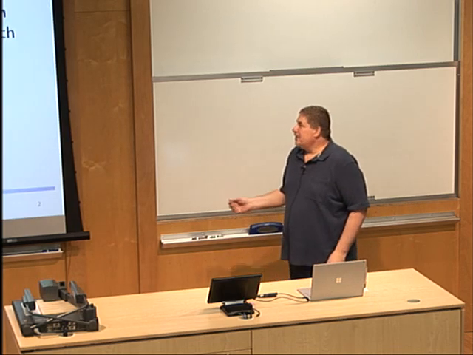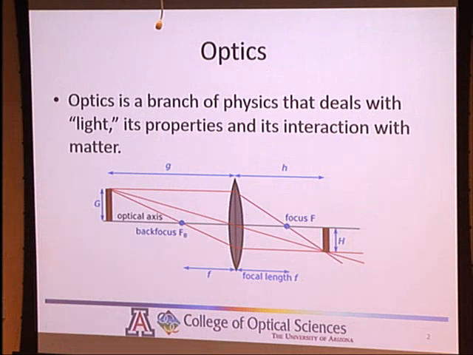So optics, as we know, is a branch of physics that deals with light, and I put light in quotes here, and its properties and interactions with matter. The reason I put light in quotes is because light technically is the stuff that we can see, the visible wavelengths from red to violet. But in actuality, in optics, we really deal with a much broader portion of the spectrum. We really go from the extreme ultraviolet all the way to the long wave infrared.